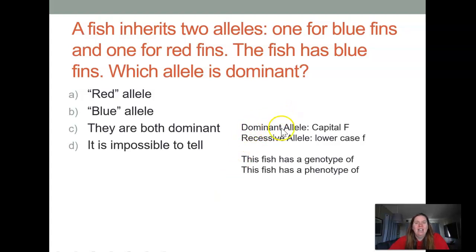But let's ask ourselves, let's just use the letter F for our alleles. If the dominant allele is capital F and the recessive allele is lowercase f, what would the genotype of this fish be? Of course, the genotype is heterozygous because he has one of each. He has a capital F for the blue fin and a lowercase f for the red fin. And this fish would have a phenotype, of course, of blue fins, because that's his appearance, a blue-finned fish, which leads us to the correct answer of B. The blue allele would be the dominant allele in this case.